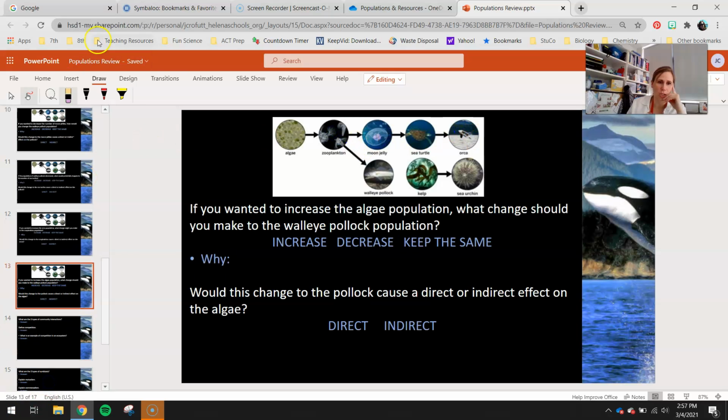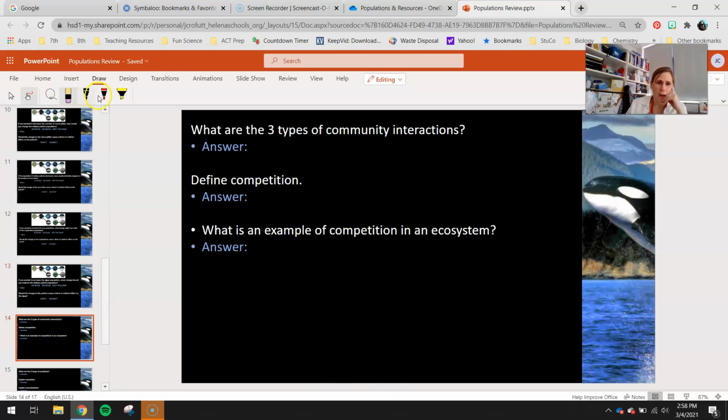Okay, and last question of this manner. If you wanted to increase the algae, so this is different than any you've done before, what change would you make to the walleye pollock population? So again, work backwards from that. If it helps, you can just take a guess and say, all right, I'm going to increase this and what's going to happen, or I'm going to decrease this. So feel free to make notes as you go all the way through. Okay, moving on. Don't forget to circle increase, decrease, or the same, explain why, and then indirect or direct.